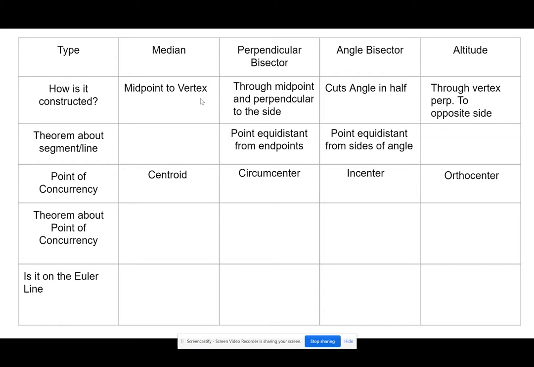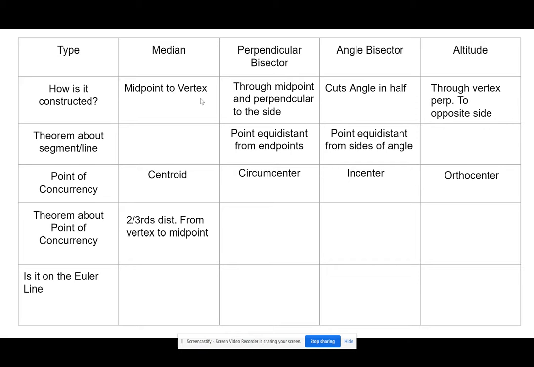Okay, for the median, there is a theorem about this point of concurrency. The centroid, besides being the center of balance, which we showed when you cut out a triangle and draw in the medians and find the centroid, you can balance the triangle at that point. It also has that theorem that says it's 2/3 the distance from the vertex to the midpoint. So if you go 2/3 the distance from the vertex to the midpoint, there is your centroid. It also means from centroid to midpoint, you multiply that by 2, and that gives you the distance from the centroid to the vertex.